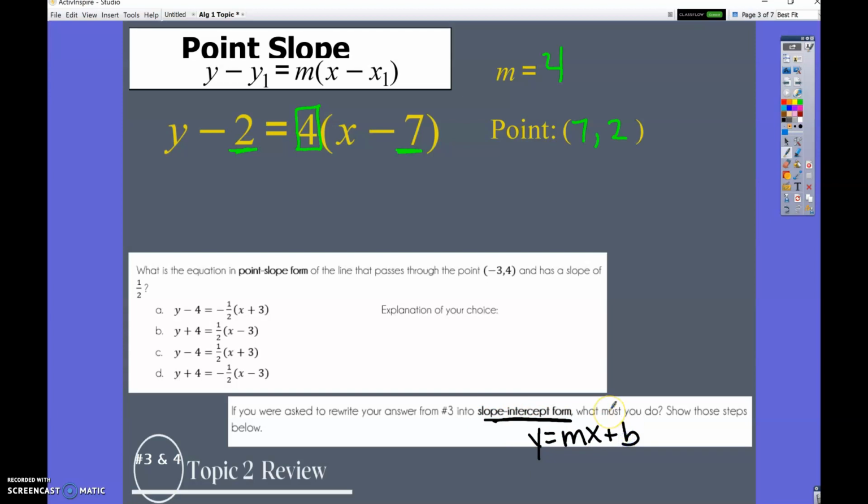In order to do this, it's a pretty easy process, so let's use our previous example up here. I will multiply that 4 through and get 4x minus 28. And to get my y all alone, so it will look like slope-intercept, I'd have y equals 4x minus 26. Go ahead and try 3 and 4 now.